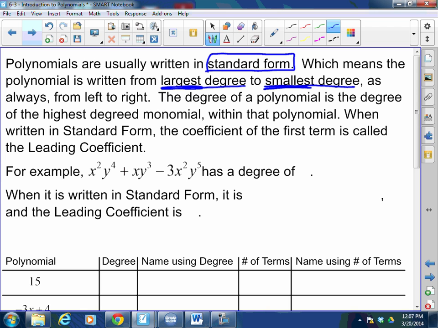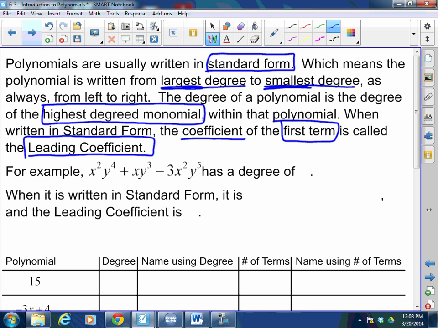The degree of a polynomial, how is it determined? The degree of a polynomial is the degree of the highest degreed monomial. So when you see a polynomial, look at every single term. Determine the degree of every single term. The degree of the polynomial belongs to the highest degreed monomial. When written in standard form, the coefficient, which we talked about already, that's the number being multiplied to the variable, the coefficient of the first term is called the leading coefficient. It's called the leading coefficient because since it belongs to the highest degree, it is the first coefficient you're going to see.